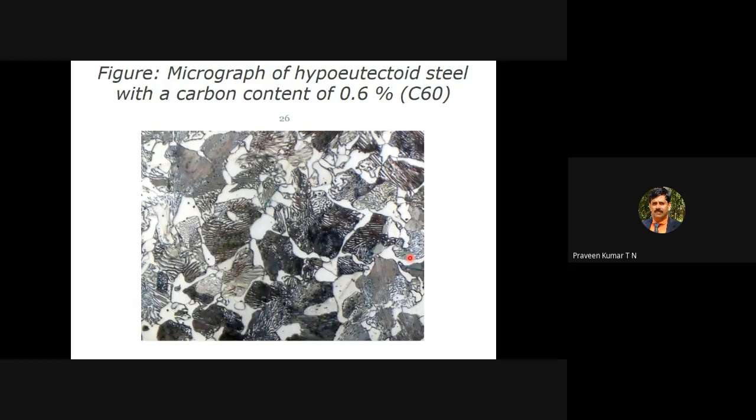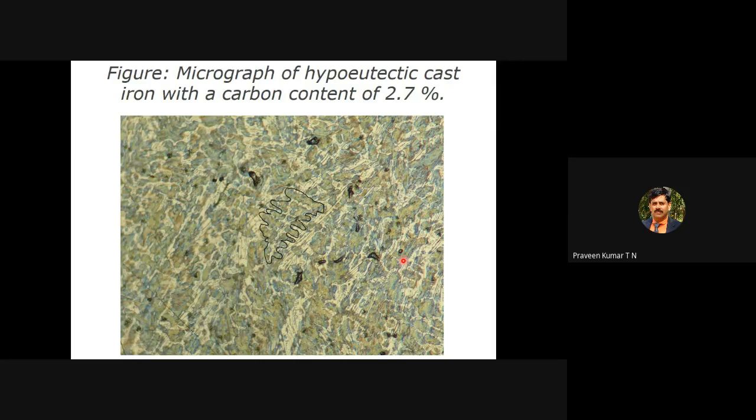So now this is hypoeutectoid steel, which is 0.4%, and we can see the difference. If it is hypoeutectic cast iron, this is the microstructure of the cast iron, where the percentage of carbon is more than 2.1.